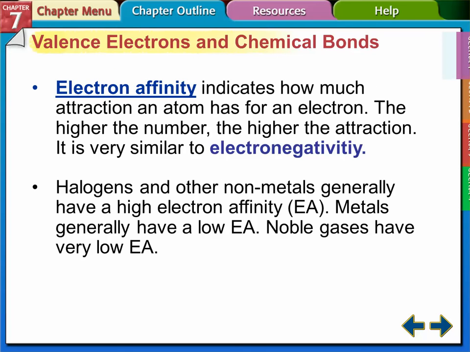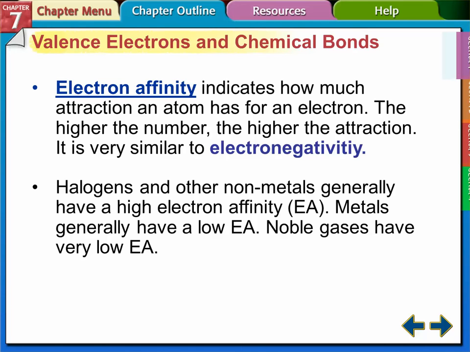Okay, the other thing we need to talk about here is electron affinity. They mention this in this chapter and in your packet for the homework. Electron affinity indicates how much attraction an atom has for an electron. The higher the number, the higher the attraction. This is very similar to the electronegativity we had in chapter 6. So electronegativity and electron affinity, pretty much the same thing as far as we're concerned.